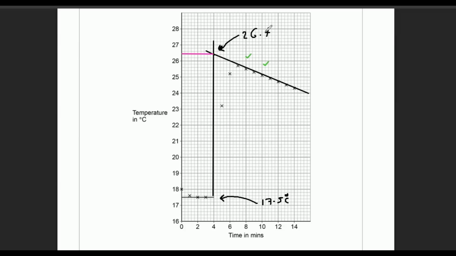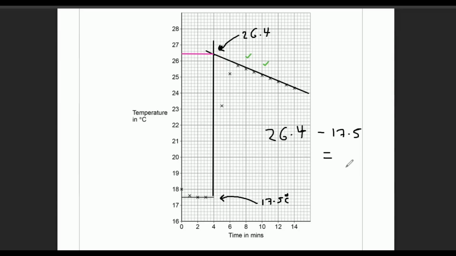So 16.4, I make that. That is the point where the two lines intersect. So now my temperature change is 26 point. I said 26.4 because I'm dumb. Right, 16.4 minus 17.5. That is going to give me. Where's my calculator? Smash that out, please, Bob. That is going to give me.